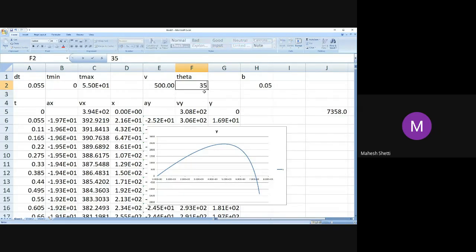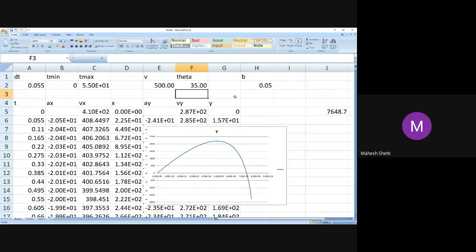I make it 35. I mean, this is not the range, the range is only when y is equal to 0. But you can see that it is still becoming larger. And if I take say 25.